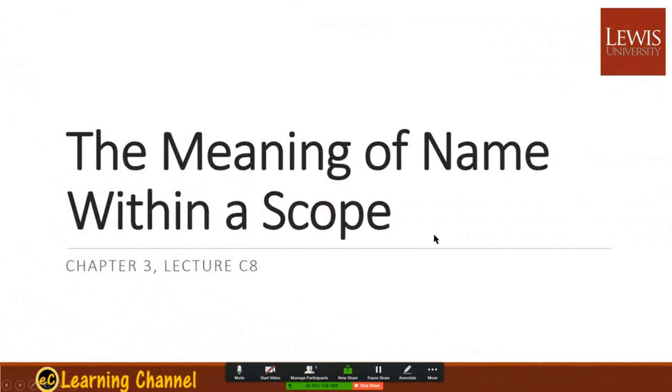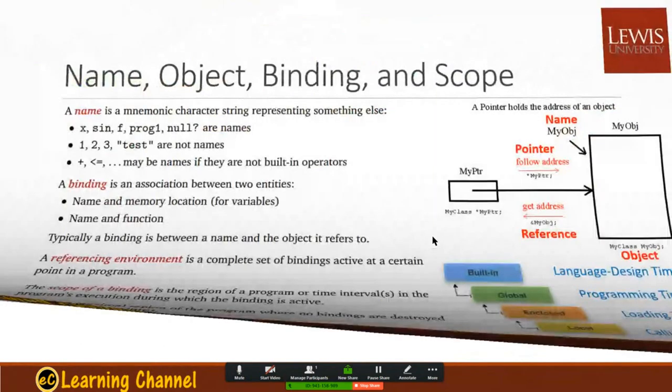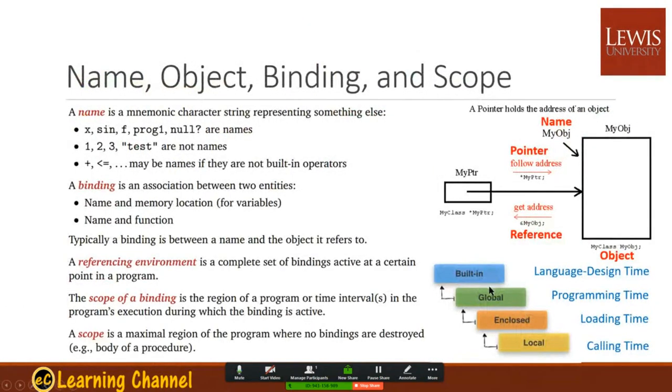So now let's talk about the meaning of a name within a scope. The levels of locality in your program are built-in, global, enclosure, and local. Built-in is at language design time, when you define the scoping, and global is at program writing time. A global variable is a variable defined by the user. A built-in variable is a variable that may be defined in a certain package but is determined at language design time.